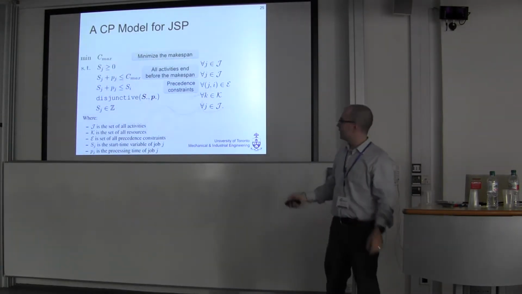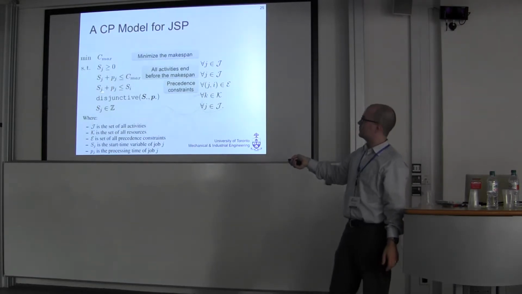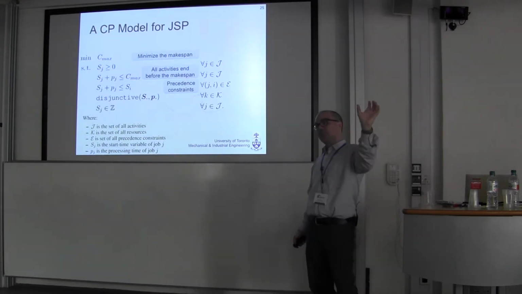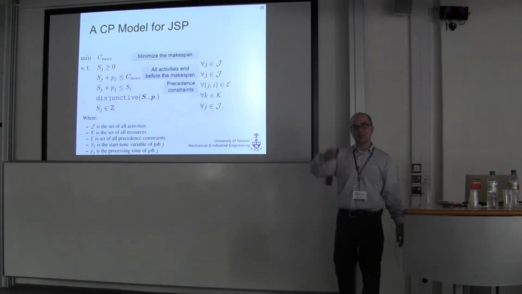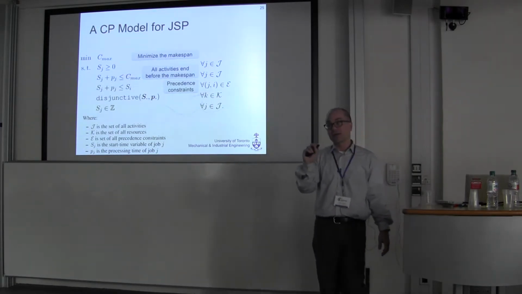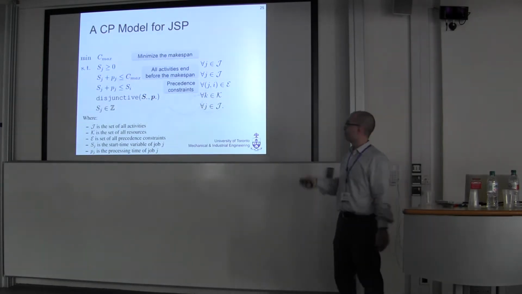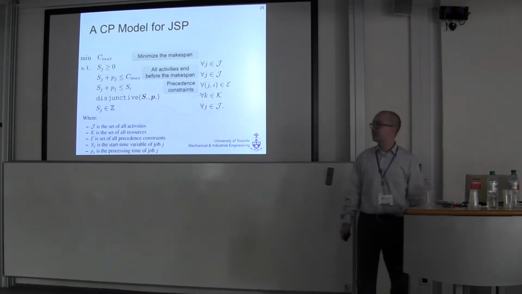When there's a precedence constraint in the job, I have to say that the start time plus the processing time of the predecessor needs to be less than or equal to the start time of the successor. So in this case, the precedence constraints are predefined because they were there in the job. This is the global constraint. Okay, this is the disjunctive constraint.